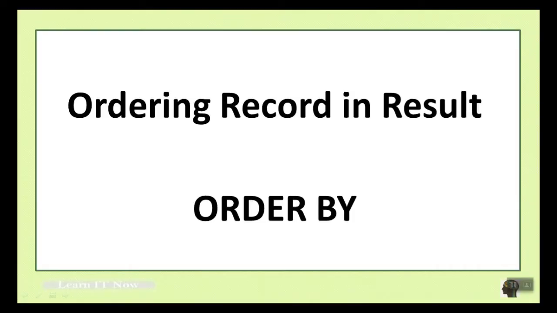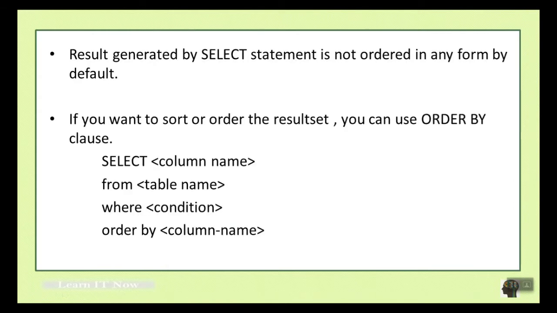Now let's see how to order records in a result. This can be done by order by clause. Results generated by select statement are not ordered in any form by default. If you want to sort or order the result set, you can use order by clause. So order by clause is always used after where. So you will write select the name of the column, from the name of the table, where the condition whatever you want to impose, and then the order by clause and the name of the column.